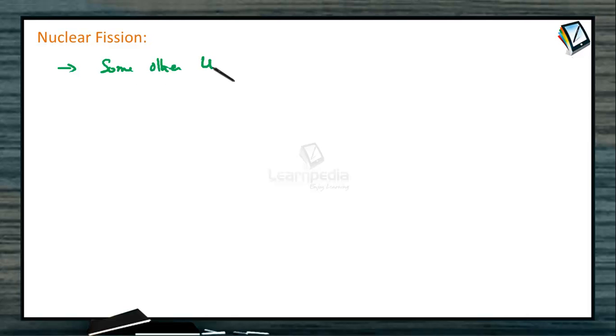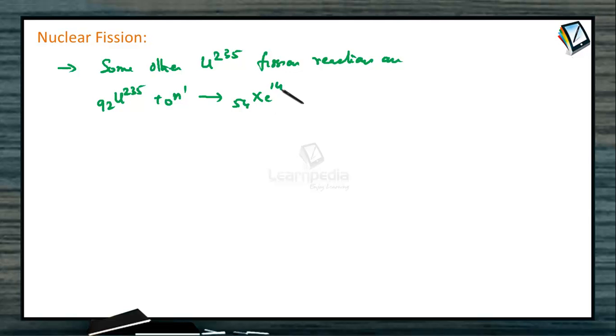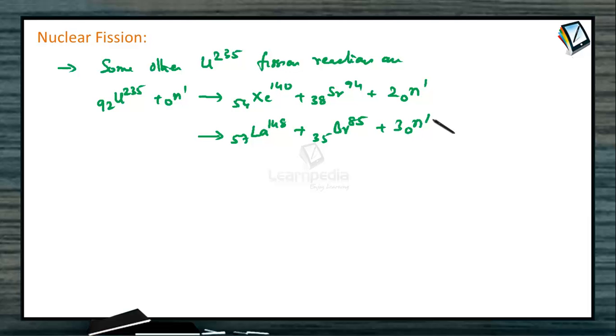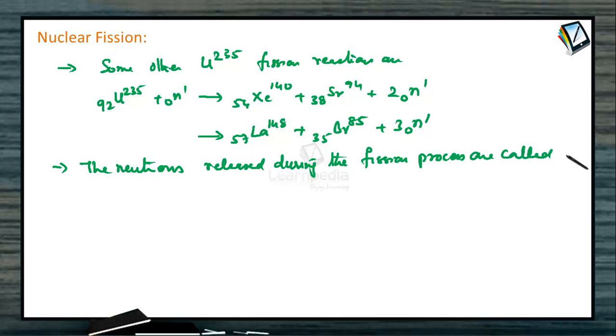Some other uranium-235 fission reactions are 92 uranium-235 plus 0 and 1 neutron gives 54 Xe 140 plus 38 Sr 94 plus 2 neutrons plus energy. Or it can also be 57 La 148 plus 35 bromine 85 plus 3 neutrons, and many more. The neutrons released during the fission process are called prompt neutrons.